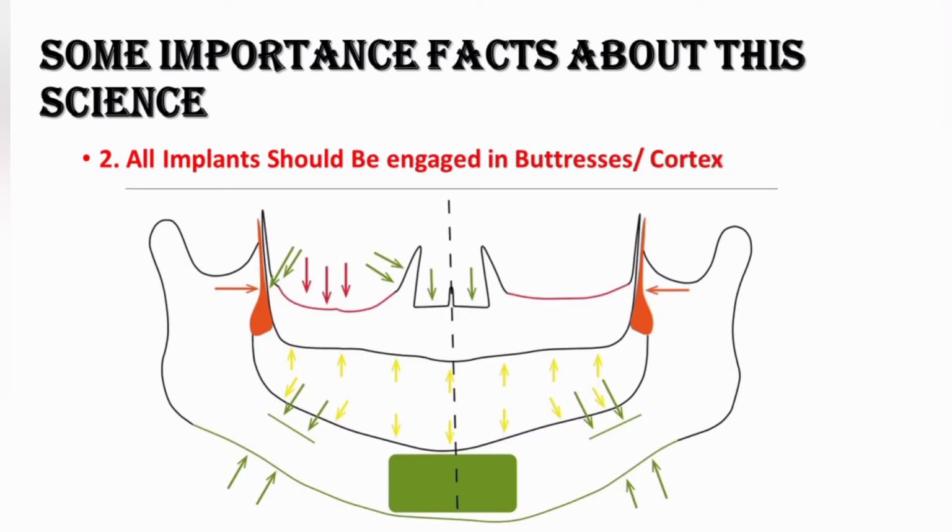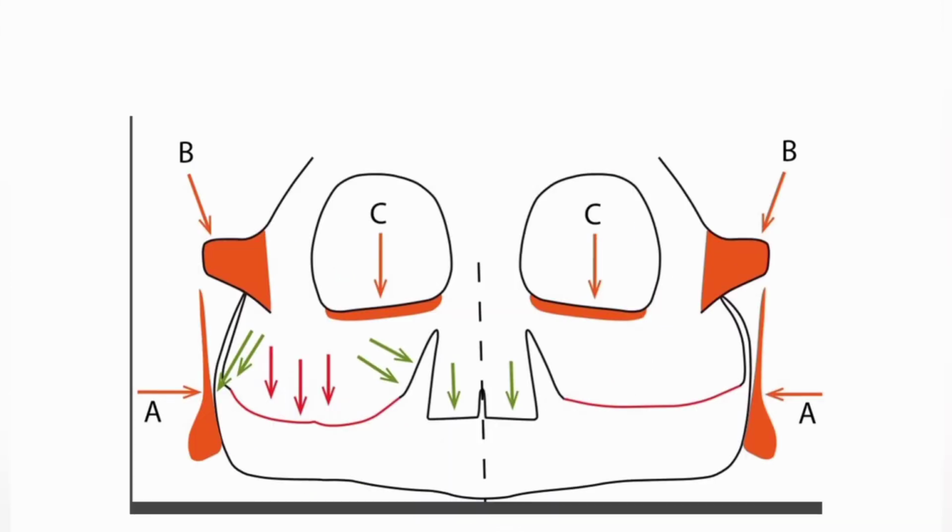The second principle is that your implant must engage buttresses and cortices, because these are the areas of bone which are most stable, infection free and resorption free. Some examples of these are the nasal floor, orbital rim, pterygoid fossa, zygomatic buttresses, base of the mandible, and lingual cortex, which is just below the mylohyoid ridge.